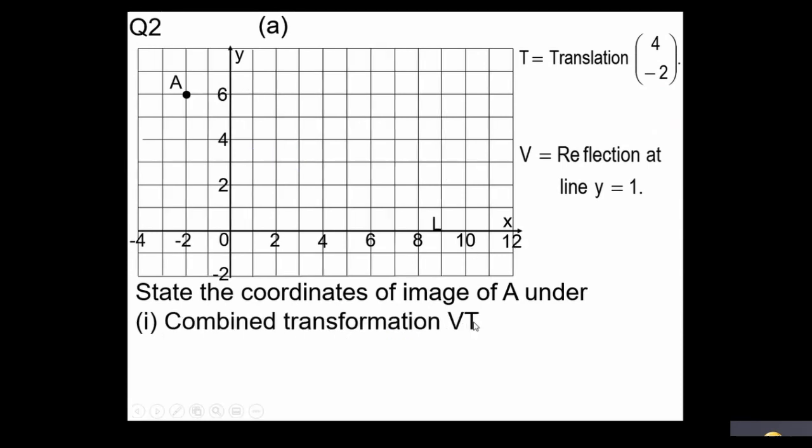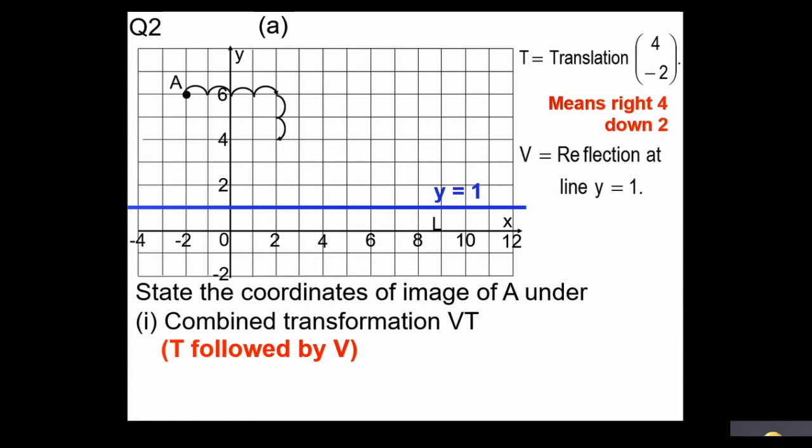Here VT. Remember, do the right one first. T is what? Translation, right? We have already done the translation just now, 1, 2, 3, 4, 1, 2. So this point, then we need to do reflection at line y equals 1. Here you see the distance, 1, 2, 3. Then you calculate again, 1, 2, 3. You don't need to draw it slanted. It's very straight, straight down. So you get this point here, 2, negative 2.